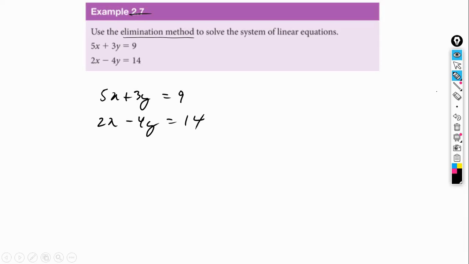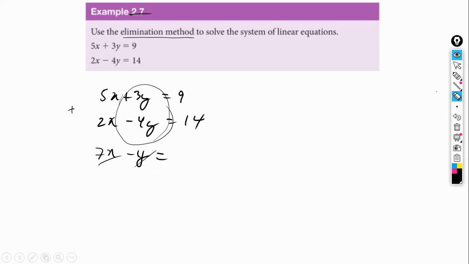Okay, so what does that mean? That means that we have to eliminate either x or y. Now in this case, I think it's easier to eliminate y. We would eliminate them by adding the two equations. But if we add the two equations as they are now, we're not going to eliminate anything, right? We're just going to get 7x minus y is equal to 23. And then this would still leave us with two variables. But the idea is to eliminate one of the variables. So we want to eliminate y.